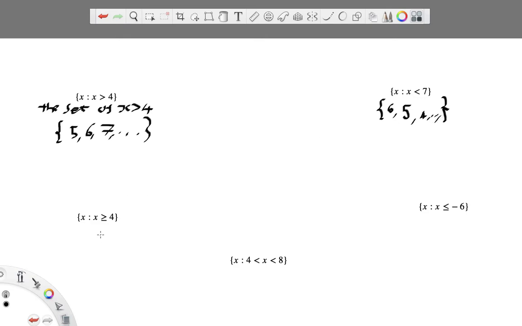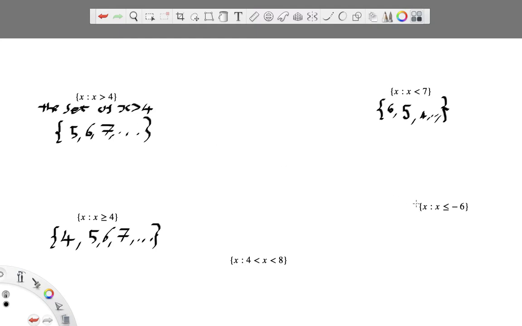Okay, what about this one here? We've got the set where x such that x is greater than or equal to 4. So what integers can we have in that set? Well, we could have 4, 5, 6, 7, and so on. So it's nearly the same set as what we've got above, obviously, but this is greater than or equal to, so we can have 4 in that set.